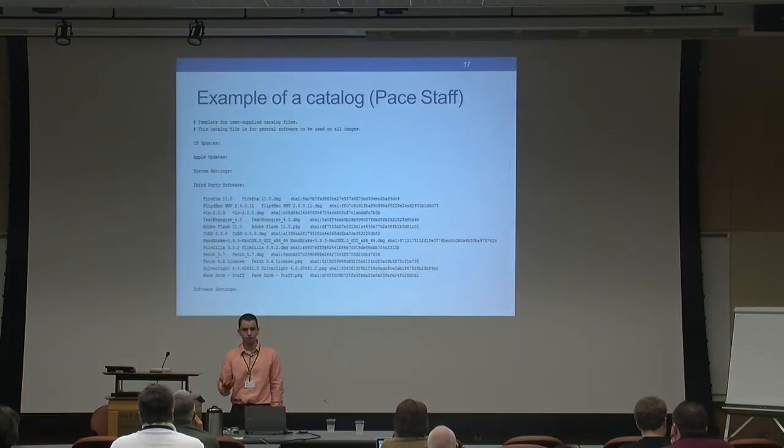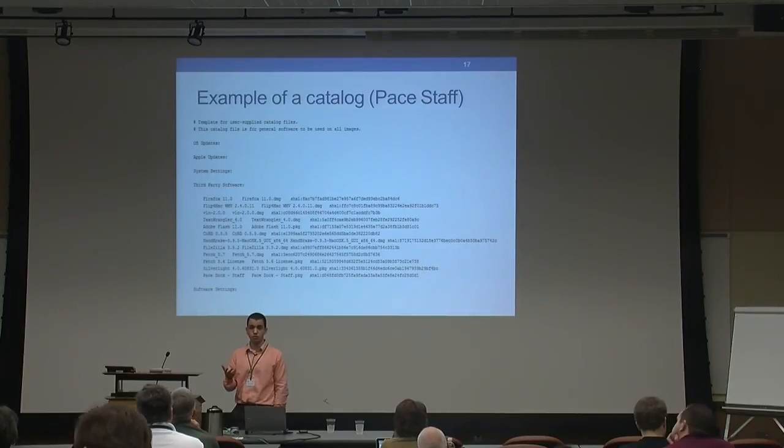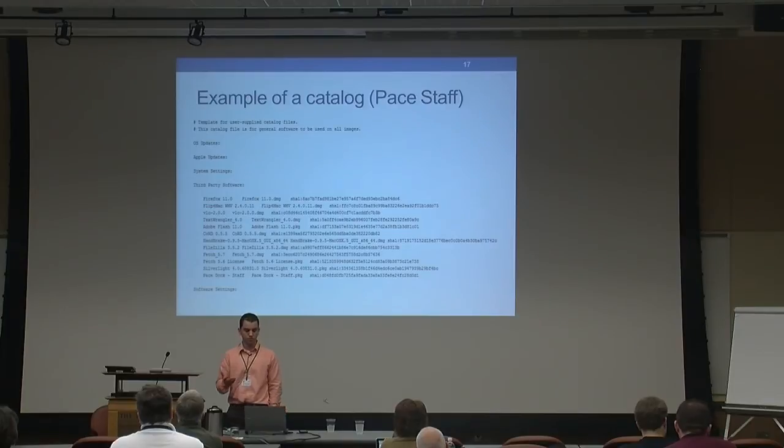So there's an example of what a catalog would look like. This is the one I use. A lot of this stuff is just open source, free software you can get: Firefox, VLC, and so on. Some of them I have to repackage, like Flash. Some of them I have to put in DMG containers, like Cord. But it's pretty straightforward.